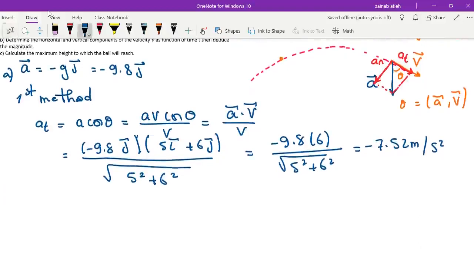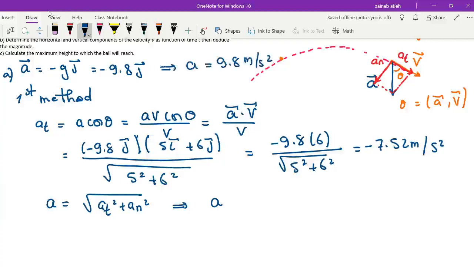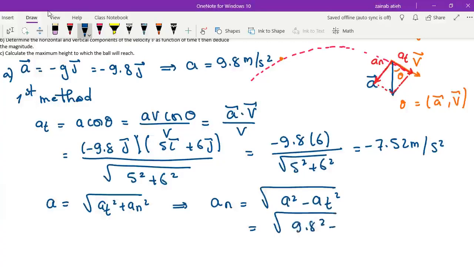Okay, I found AT, now we can find AN. You know that A equals radical AT squared plus AN squared. First, the magnitude of the acceleration A is 9.8 meters per second squared. Whether I found the acceleration magnitude from the Cartesian or from the Frenet components, it is the same vector, once described in terms of I and J and once in terms of UT and UN, but the vector magnitude is the same. So I can take the magnitude from the Cartesian and put it in the Frenet, so AN equals radical A squared minus AT squared, which is radical 9.8 squared minus 7.5 squared, and I will get 6.28 meters per second squared. This is how I found AN.